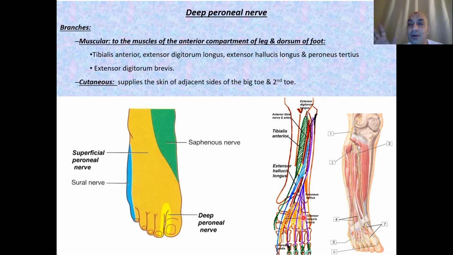So the deep peroneal nerve supplies 5 muscles. They are named 4 in the anterior compartment of the leg and one in the dorsum of the foot. About the cutaneous distribution, it supplies the skin between the big toe and the second toe, this area with yellowish coloration. So deep peroneal supplies 5 muscles, 4 in the anterior compartment of the leg, one in the dorsum of the foot, and the cutaneous for the skin between the big toe and the second toe.